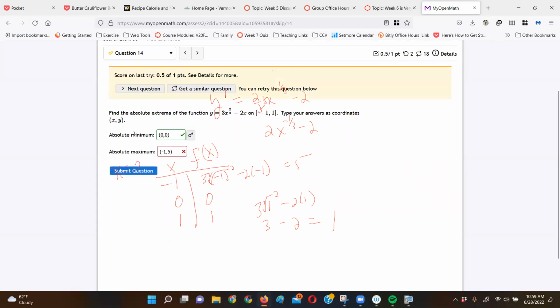It likes the minimum. It doesn't like the maximum. But boy, that's what I'm seeing. I honestly think this problem is broken. I'm looking at the graph, and on that interval, the maximum is 5. So either something's wrong with the way I'm typing it in, or it's just a broken problem.